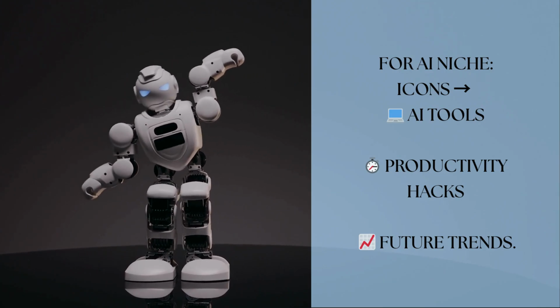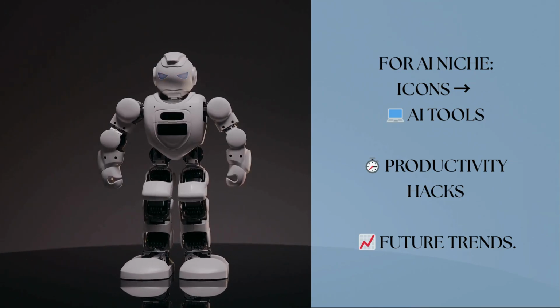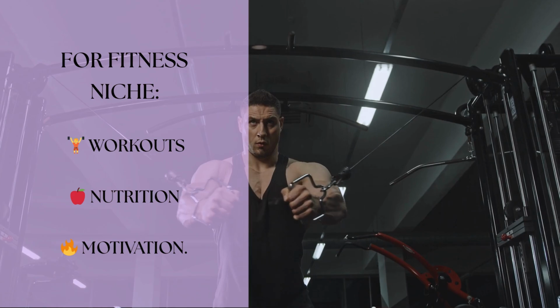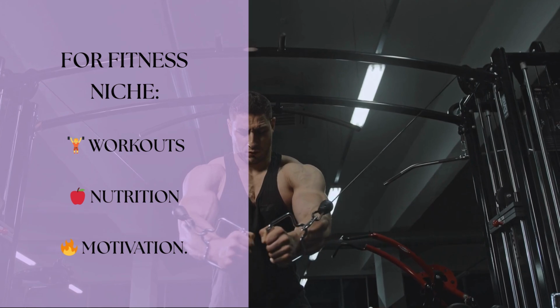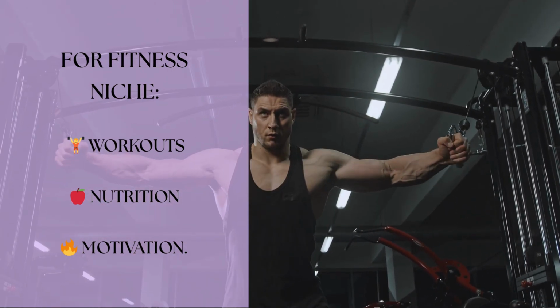Here's the trick: you don't need to come up with 100 random ideas every month. That's where most creators waste time. Instead, you lock in 3 to 5 pillars that connect with your audience. These are the topics your viewers expect and come back for. They give your channel structure and consistency, which the algorithm loves.